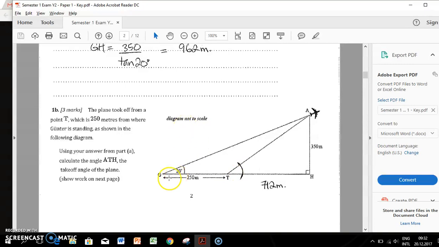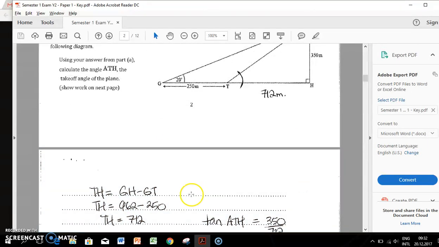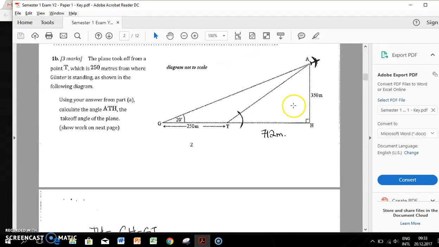So again, using what we found before, which is GH, we know GH is this entire distance, and we know this is 250 now. So how can we use that to find TH? Well, 962, I think I have it on the next page here, 962 minus 250, so the entire distance minus this little piece here will give us this leftover piece here, and that's 712, which is right here. So now we know this distance is 712, this is 350, and we have, again, a right triangle. It's this smaller right triangle right here, but it's another right triangle.